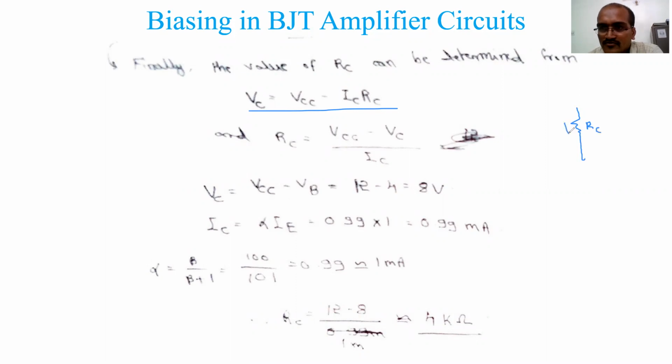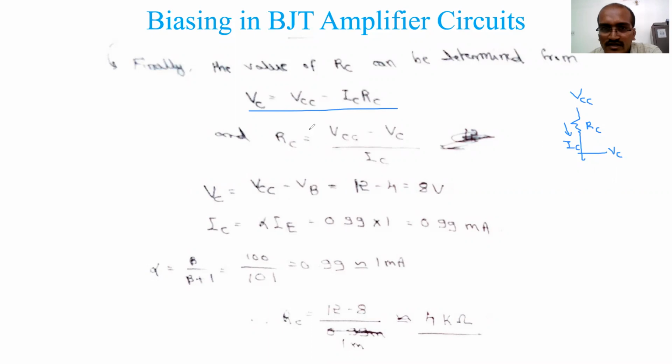So the current through this RC is IC. That is the voltage drop. VC is the collector voltage with respect to ground. So VCC is connected to this collector side. In that, the resistor is normally absorbing voltage, right? That means it is a minus. So VCC minus ICRC will give you this collector voltage here.